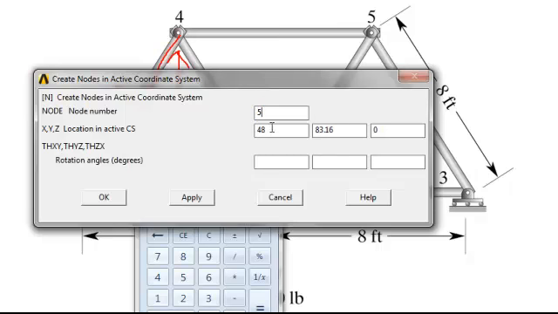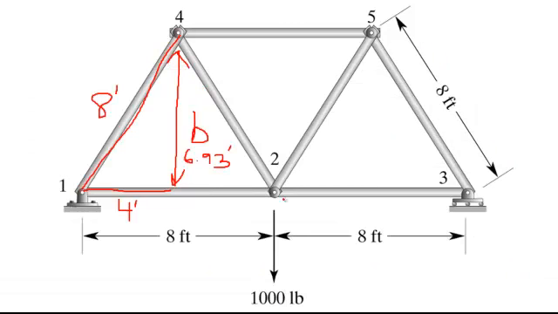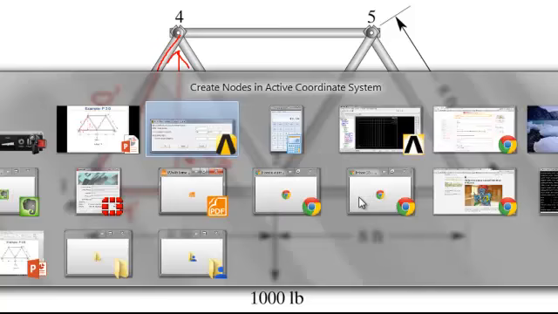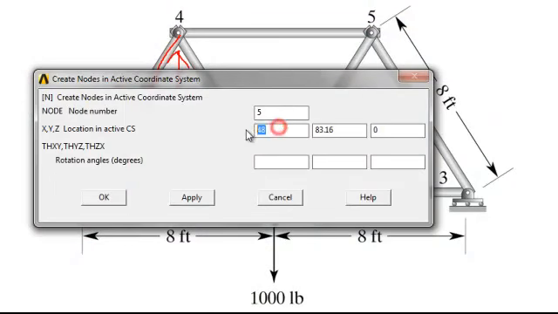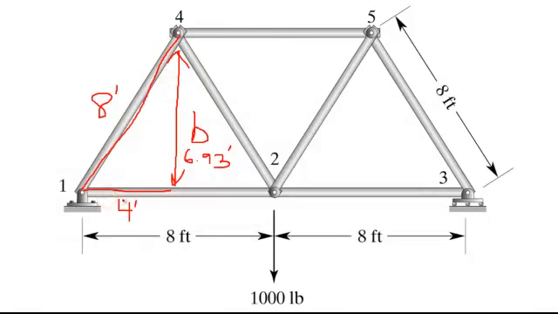What does change is instead of 4 feet, if you go back here, we now have 8 feet plus another 4 feet. So we have 12 feet we need to put in here. So 12 times 12 is 144 inches. All right, go ahead and hit OK on that.